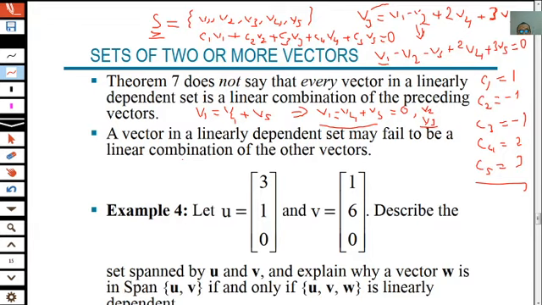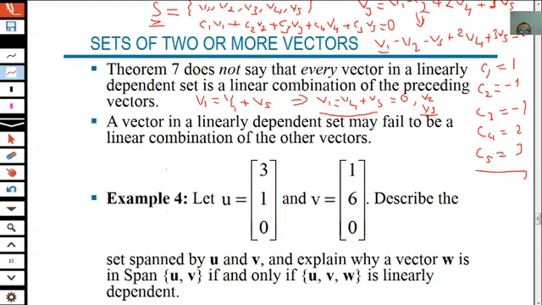A vector in a linearly dependent set may fail to be a linear combination of the other vectors, like this one. For example, u and v are given here. Describe the set spanned by u and v and explain why a vector w is in span if and only if the set u, v, and w is linearly dependent.